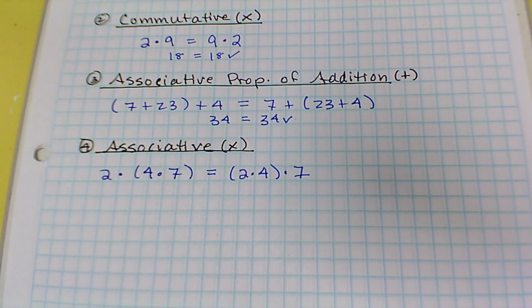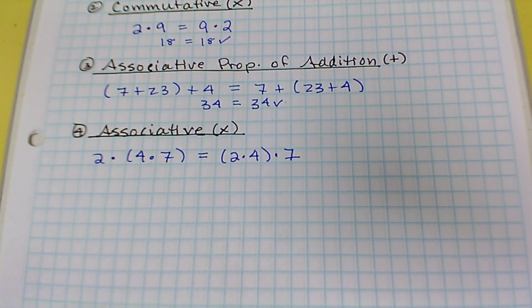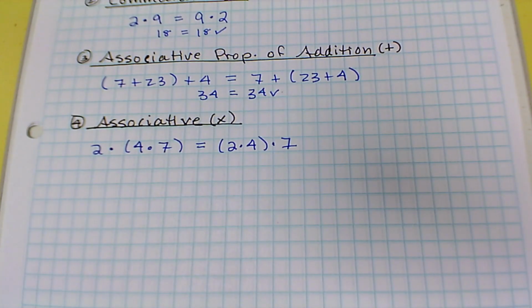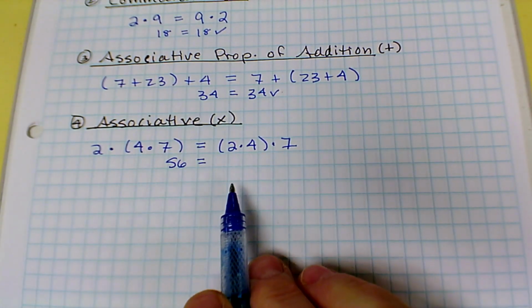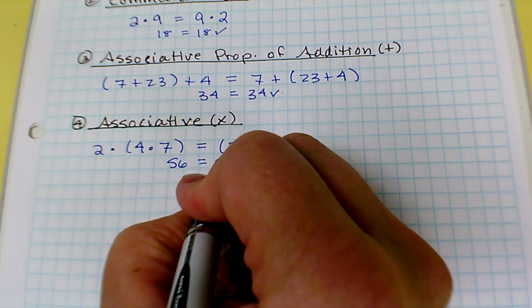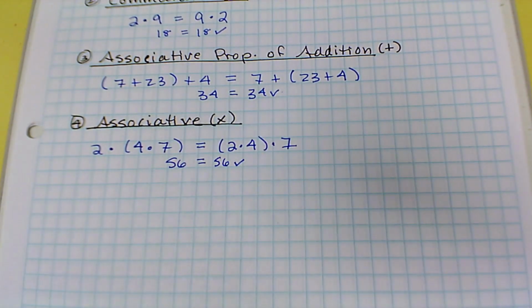And you can do that because it gives you the same number. We can prove it. 4 times 7 is 28. 28 times 2 is 56. Over here, 2 times 4 is 8. 8 times 7 is 56. So again, with associative, the numbers don't change order. You just use your parentheses to associate them differently.